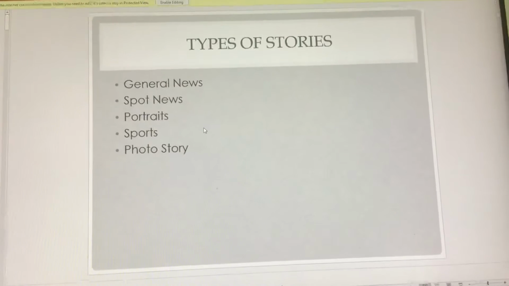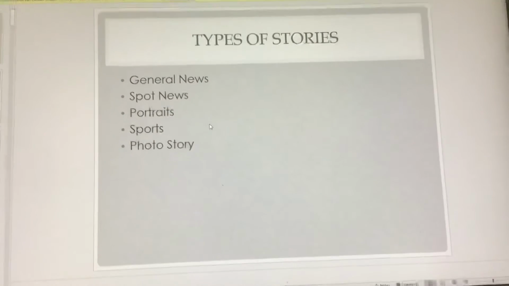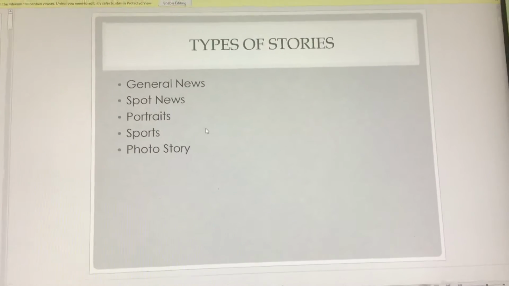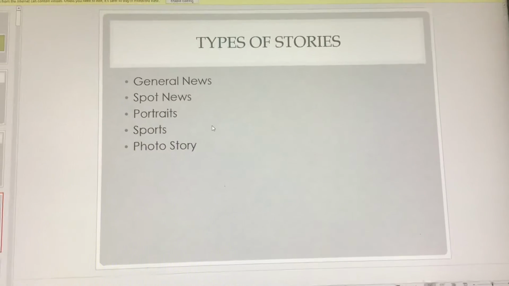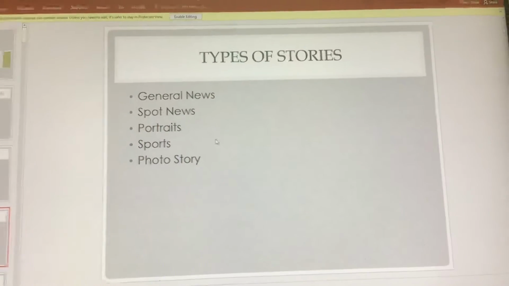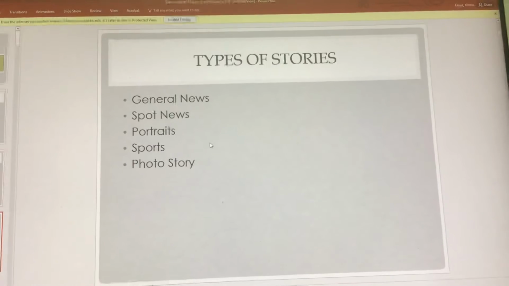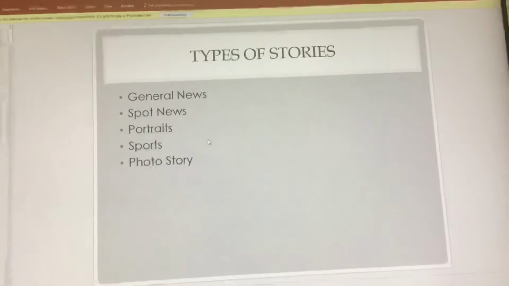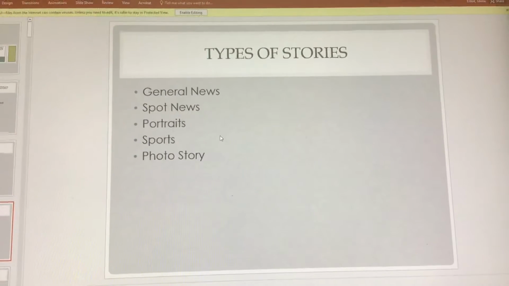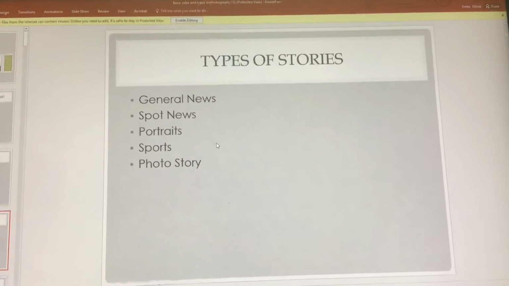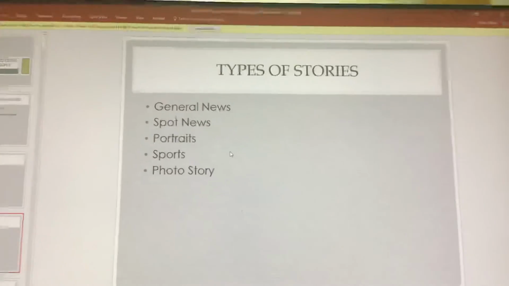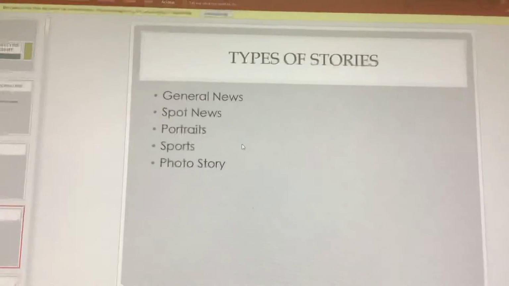Portraits are stories about a specific person. Sports is pretty obvious. It's a sports story. And then the photo story is an in-depth story that you tell through photographs. And you guys are familiar with photo story. You've had to identify one. And also that's your final assignment, is working on a photo story. So for the test, not only might I ask you what the 5 categories are, but I may give you an example of a story and ask you what kind of story is it? Is it general news? Is it spot news? Is it sports, etc.? Okay, question 3.